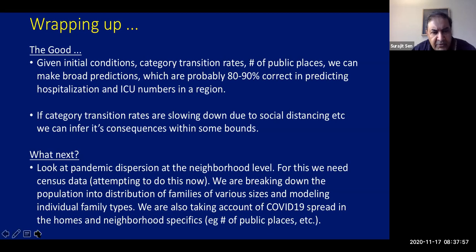If category transition rates are slowing down due to social distancing, et cetera, we can infer its consequences within some bounds. That can also be done.